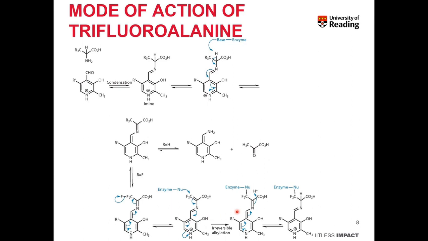And so at this point, the product is fixed and we have a permanent covalent bond between the fluoroalanine and the enzyme itself. Now this bond cannot be broken and it holds the product in place here, and so it means that the enzyme is no longer able to have new substrates enter into the active site. And so what this means is that the enzyme is inhibited.